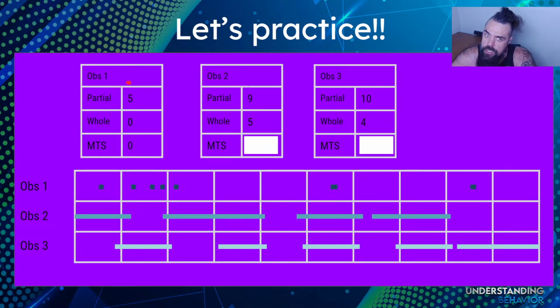But we saw partial interval was really great for this because it was sensitive to a lot of punching occurring, and it actually told us, yep, punching is occurring quite a bit. So this is a way more valid measurement for this behavior. All right, let's go ahead and look at observation 2 for momentary time sampling. What do we got here?